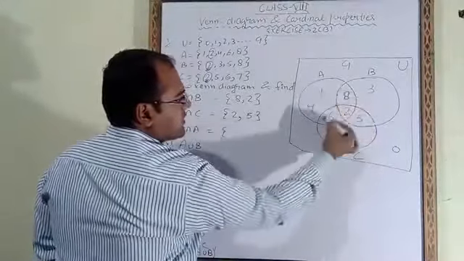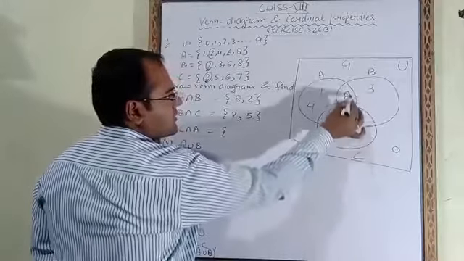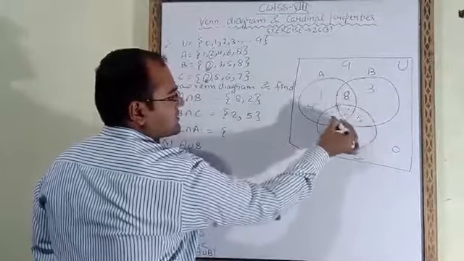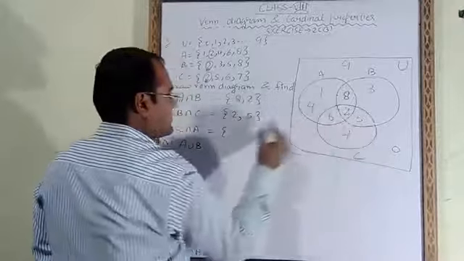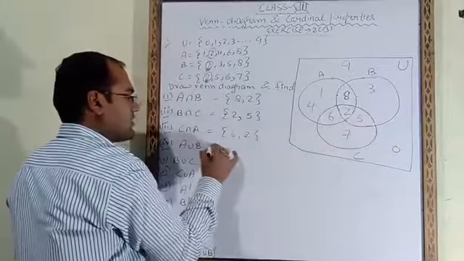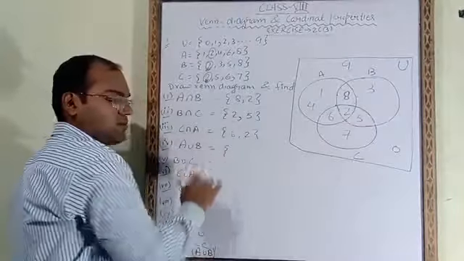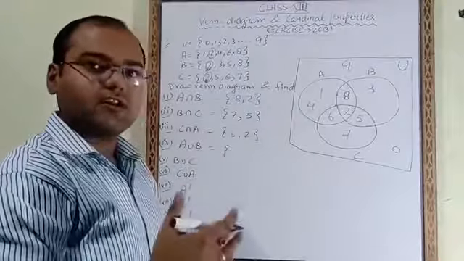In both the circles, 6 and 2 are coming. In this circle also you will get 6 and 2. So the common elements are 6 and 2. Now it is A union B. A union B means A also and B also.